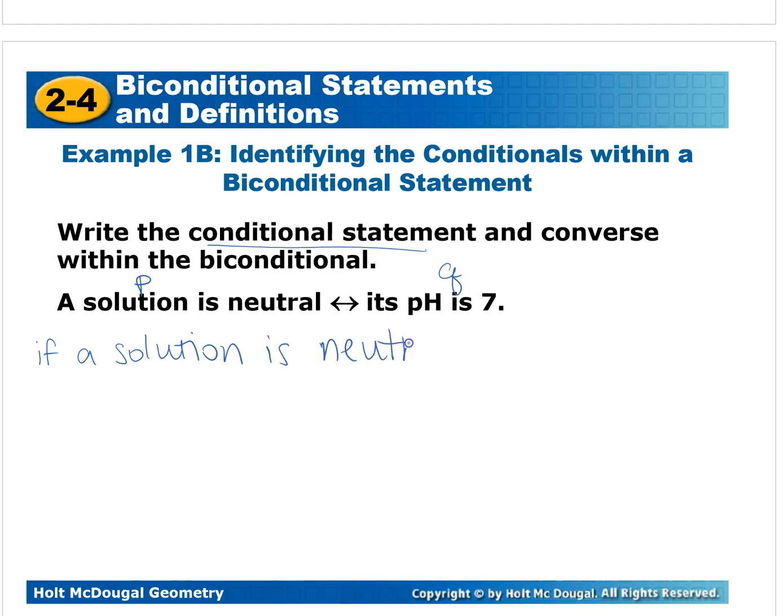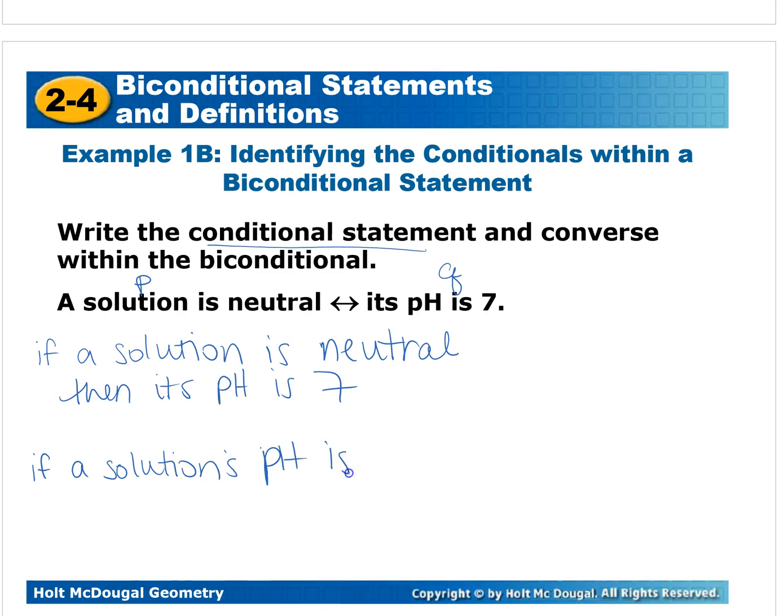what do you think our then is going to be? Then its pH is 7. Okay, that one is easier. Now we need to work on the converse. We're going to flip them, okay? So we want to keep our noun where it is. So if a solution's pH is 7. See, I'm just going to take this bit and move it up. Then what? Then it's neutral.